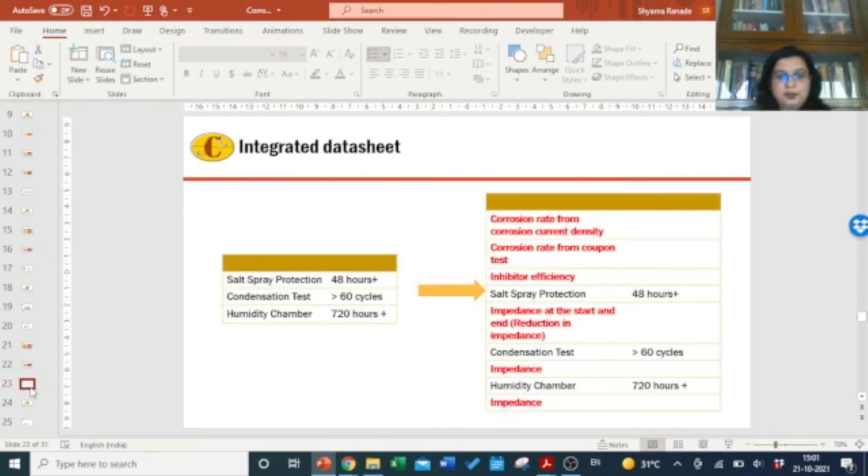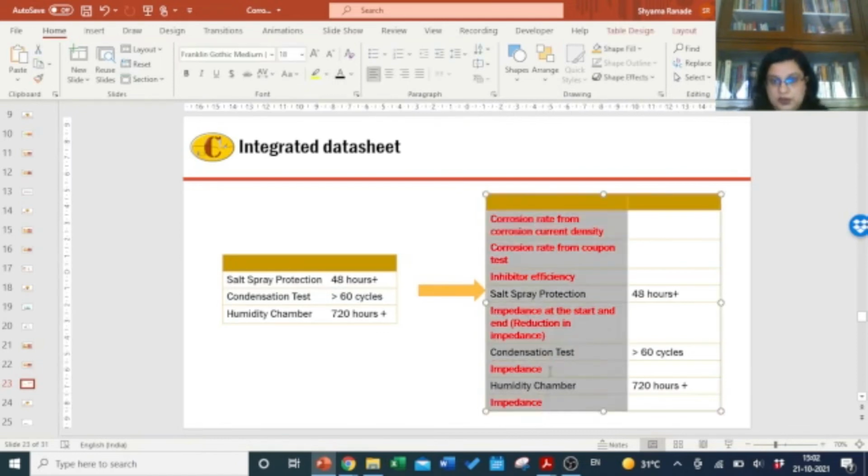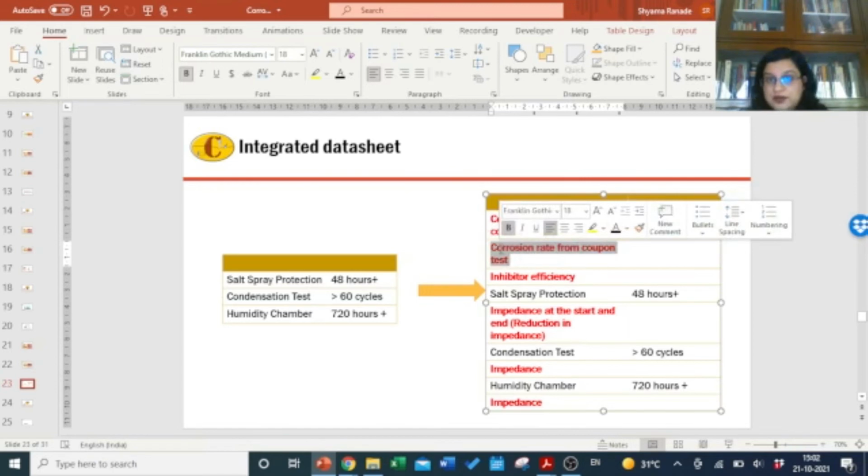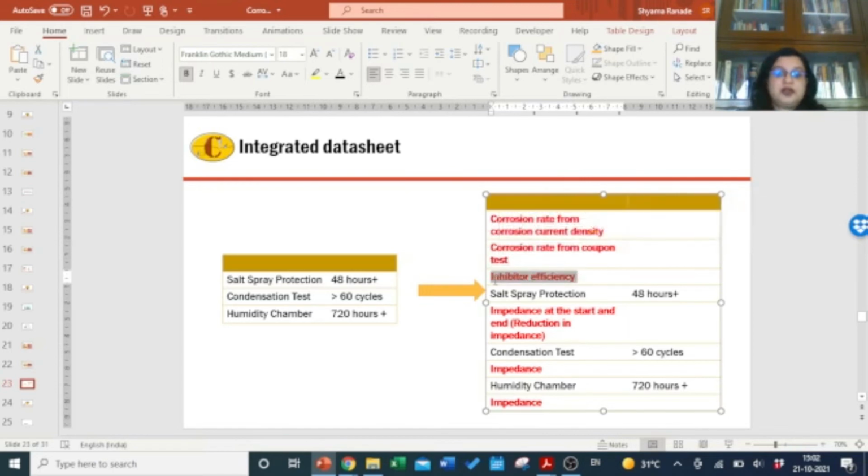A typical integrated data sheet would look something like this. From this they can add more, so it is two way. Researchers can also present their data in this way. In addition to this, you will have corrosion rate from corrosion current density, corrosion rate from the Copen test, so that it's able to match which one would work. You will have inhibitor efficiency, and then additions to the original test.